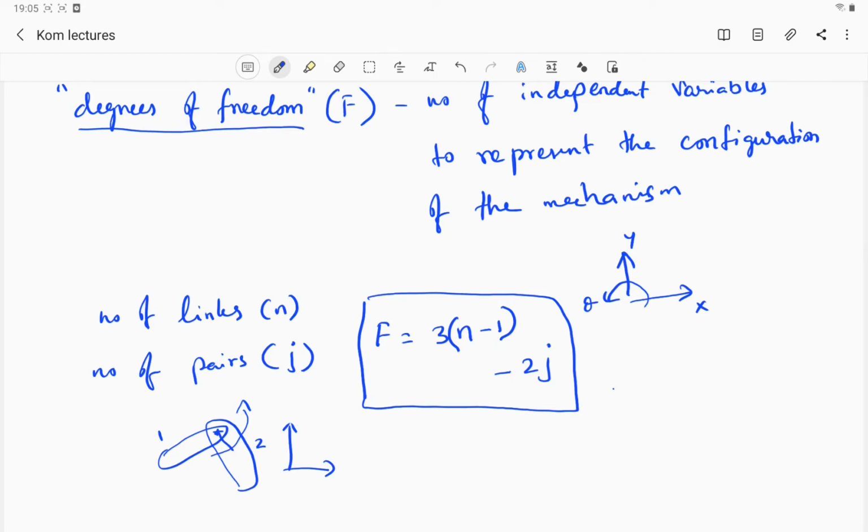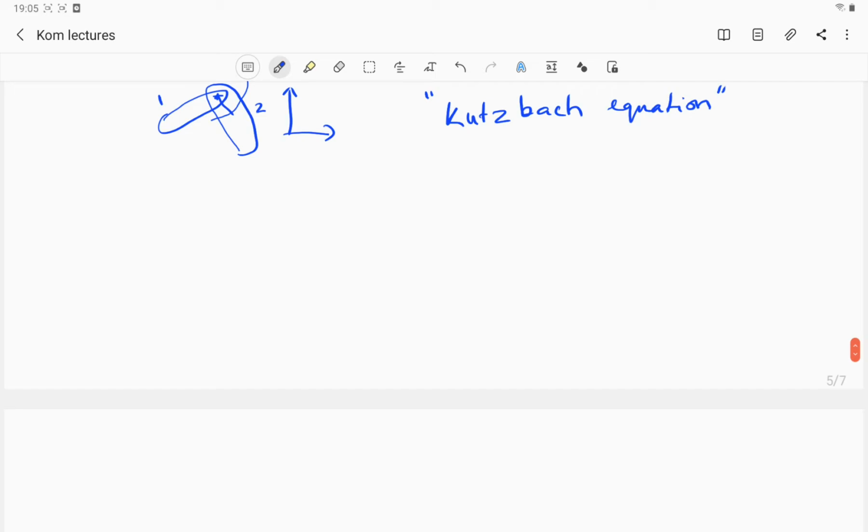And this equation, 3(n minus 1) minus 2j, is known as the Kutzbach equation. Using this equation we can calculate the degrees of freedom. Now let's see some examples. Let's see a well-known example, which is a Watt mechanism.